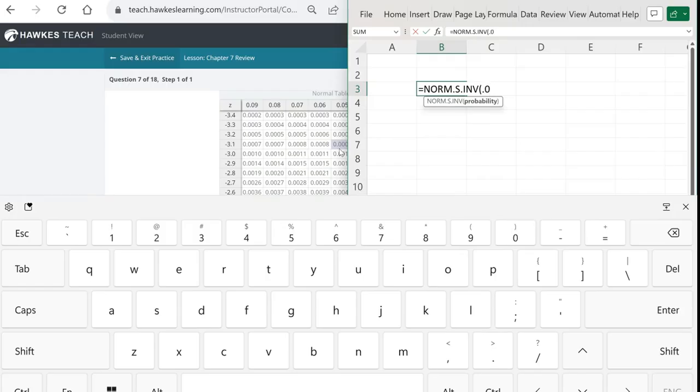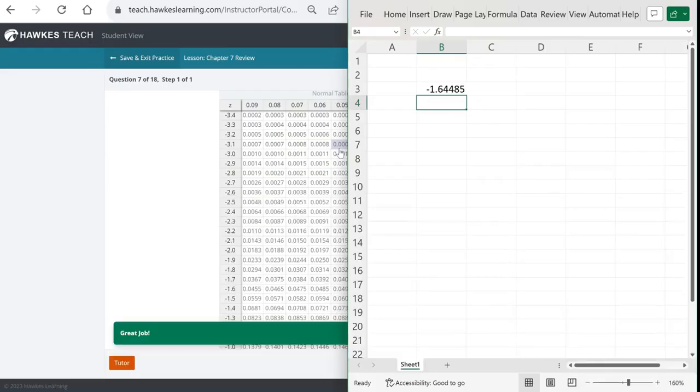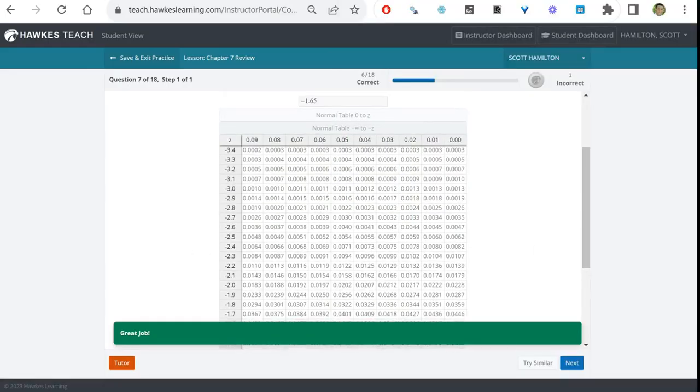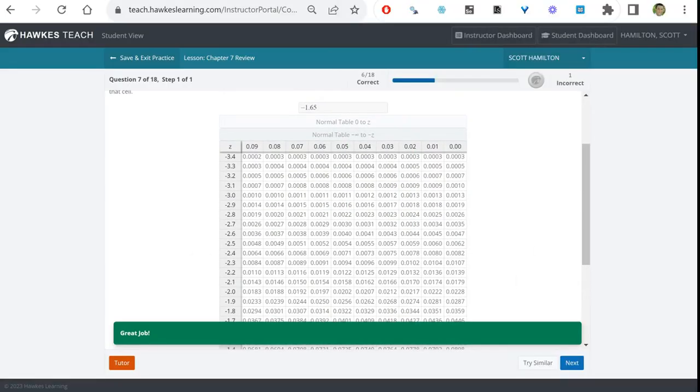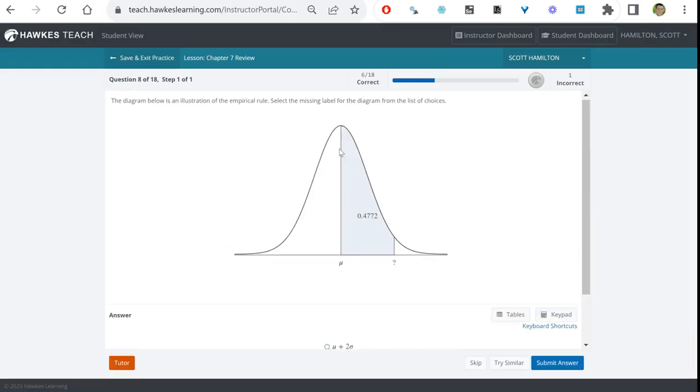I give 0.05 and I start that here, and as I press enter, I'm given this value of negative 1.64485. So it would technically be negative 1.645, which is how it's really used in statistics. And I guess here they'll take either 1.64 or 1.65. They should anyway. Let's go to the next one and see what that one looks like.